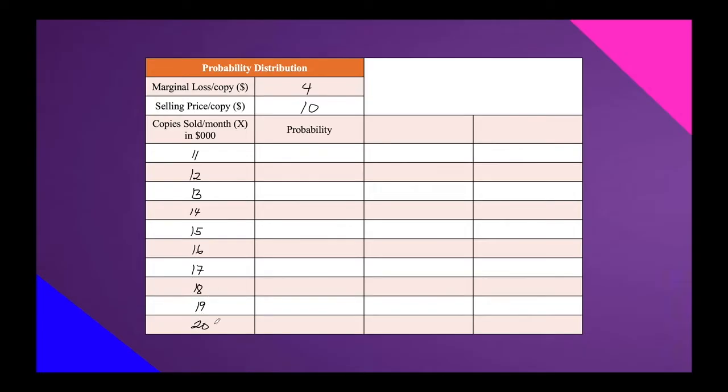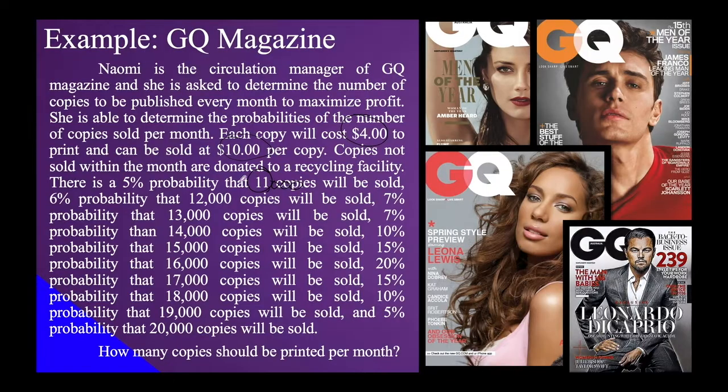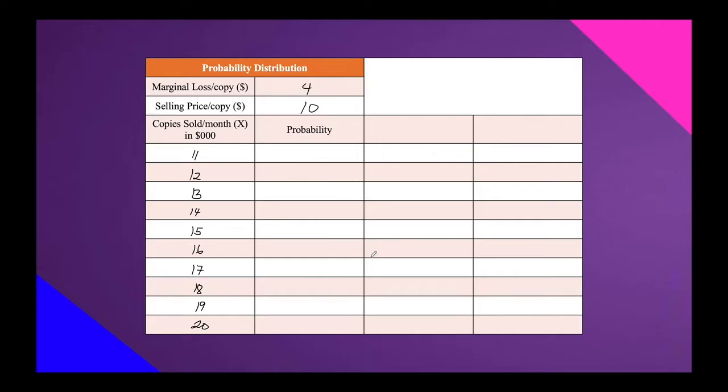19, 20. Okay. Now, the probability. For each X, for each number of copies sold. For 11,000, we have 5%. Next, we have 6, 7, 7, then 10. So, 5, 6, 7, 7, 10. And those are all percentages. Let's make them decimals. So, 0.05.